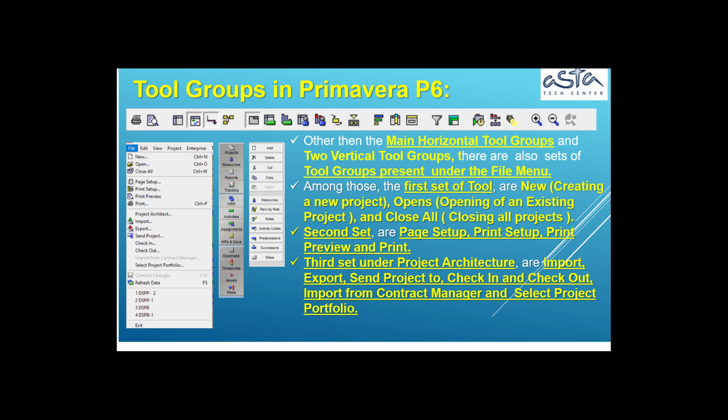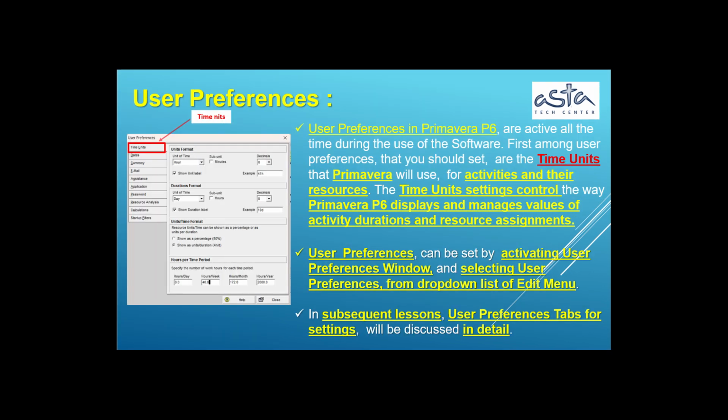Tool groups in Primavera P6. Other than the main horizontal tool groups and 2 vertical tool groups, there are sets of tool groups present under the File menu. Among those, the first set of tools are New, creating a new project, Open, opening of an existing project, and Close All, closing all projects. Second set are Page Setup, Print Preview, and Print. Third set under project architecture are Import, Export, Send Project To, Check In and Check Out, Import from Contract Manager and Select Project Portfolio.